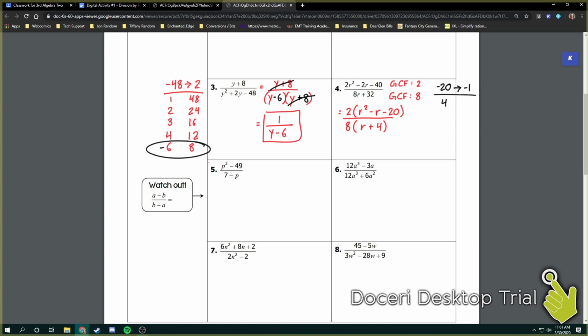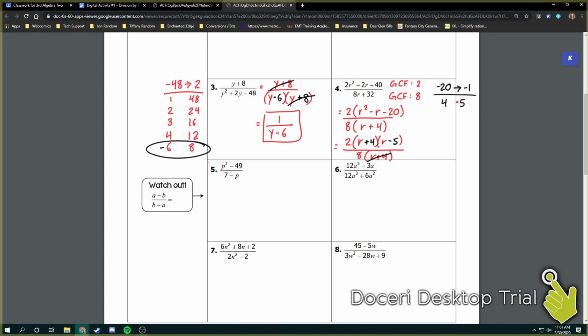So that's going to be a 4 and a 5. Now if I want it to be a -1, I need my larger number to be negative. Okay. So I'll come back over here. Still have 2. So now I have r plus 4, r minus 5, divided by 8r plus 4. I want to see if I can cancel anything out.